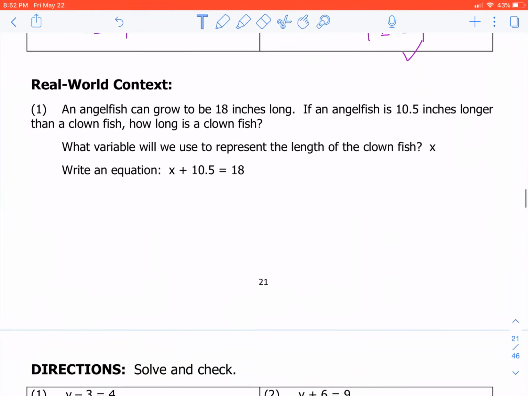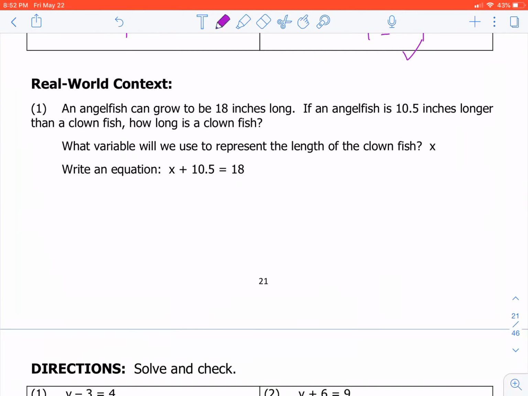Now, sometimes there are going to be word problems with this, so I'm going to go through a word problem with you and show you what I expect to see on your paper. This says an angelfish can grow to be 18 inches long. An angelfish is 10.5 inches longer than a clownfish. How long is a clownfish? Now the first question says, what variable are we going to use to represent the length of a clownfish? You can really use any variable. I decided to go with x, but you can really use any variable.